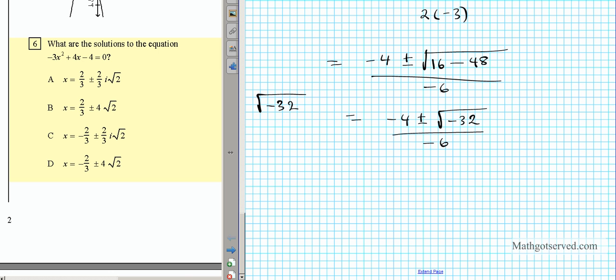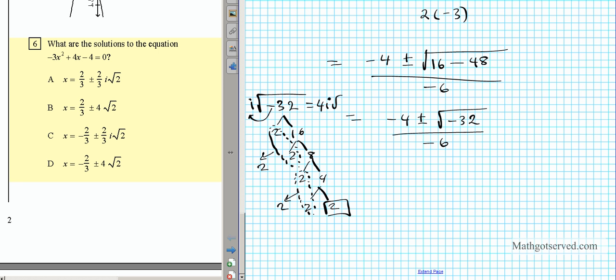So let's break down negative 32 and see what we get. If we break down 32, we can take out the 2: 2 times 16, 2 times 8, 2 times 4, 2 times 2. These two 2's repeat, so they can break out as a 2. These two 2's repeat also, so they can break out as a 2. And then you're left with this 2 behind, okay? So your answer for this one is going to be, and then the minus comes out as an i, right? So you're going to have 2 times 2, which is 4i root 2 for the radical part. So you're going to have negative 4 plus or minus 4i root 2 over 6.